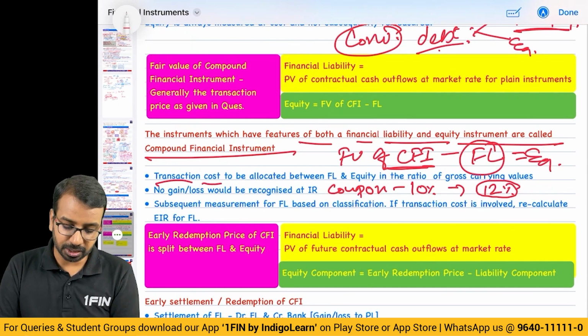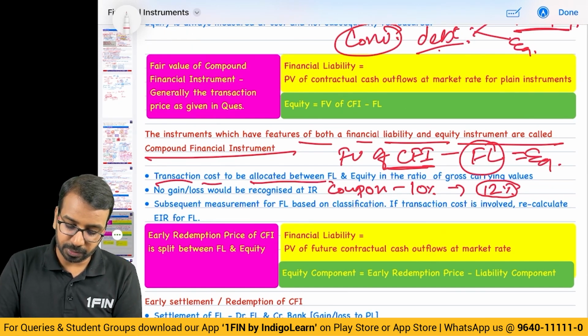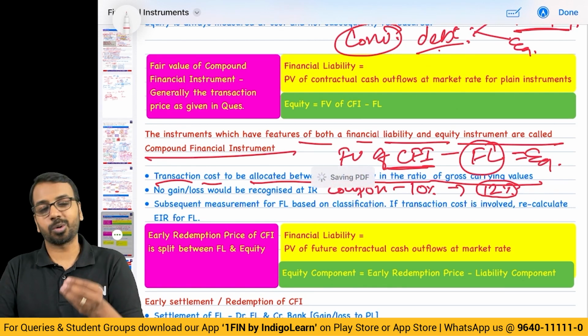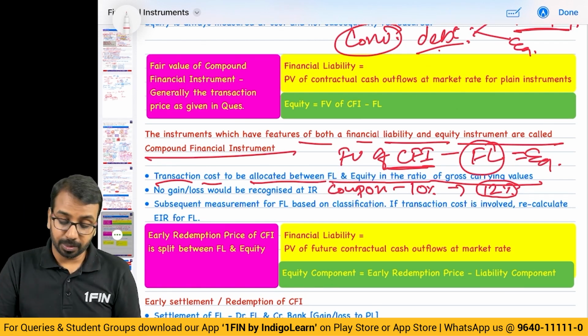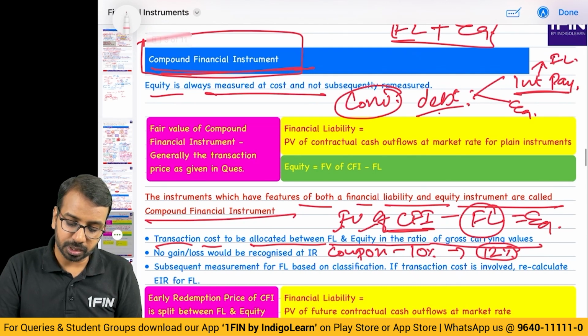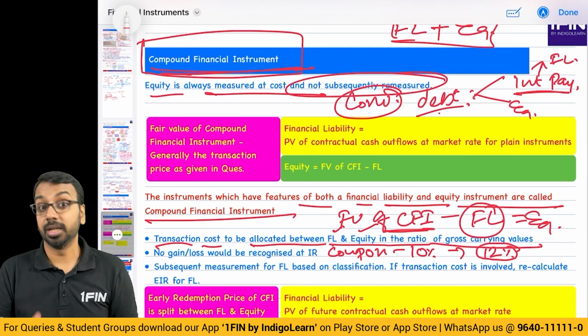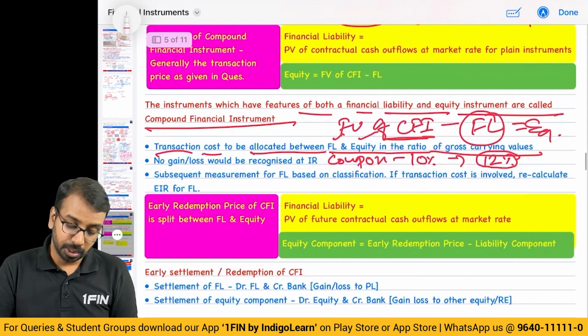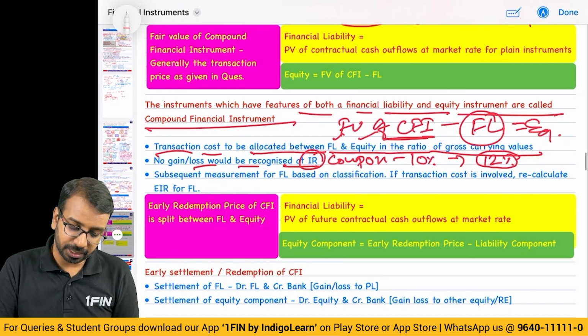Now, as far as transaction costs are concerned, they will be allocated between the liability and equity in the ratio of gross carrying values. So if at all there are transaction costs involved, you will allocate them between financial liability and equity. And please remember, equity once measured at cost is not subsequently remeasured. Remeasurement happens only if it's a financial liability or a financial asset. No gain or loss will be recognized at initial recognition.